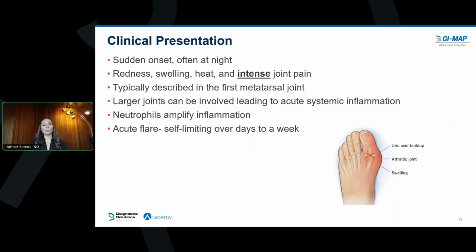So you might ask yourself, if it's self-limiting over days to a week, then why are they taking something like colchicine in an acute flare? And it's because when they have an acute flare, it is so debilitating and changes their ability to do daily tasks. So those couple of days of reducing the flare can make all the difference for people.